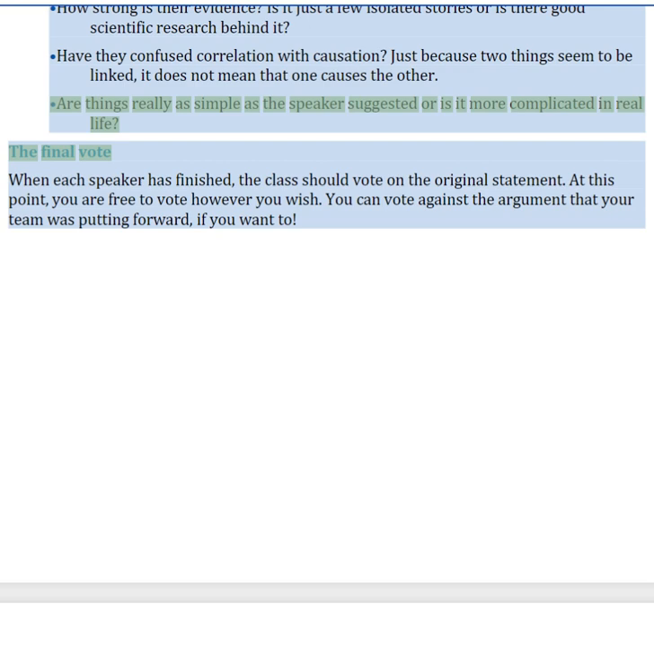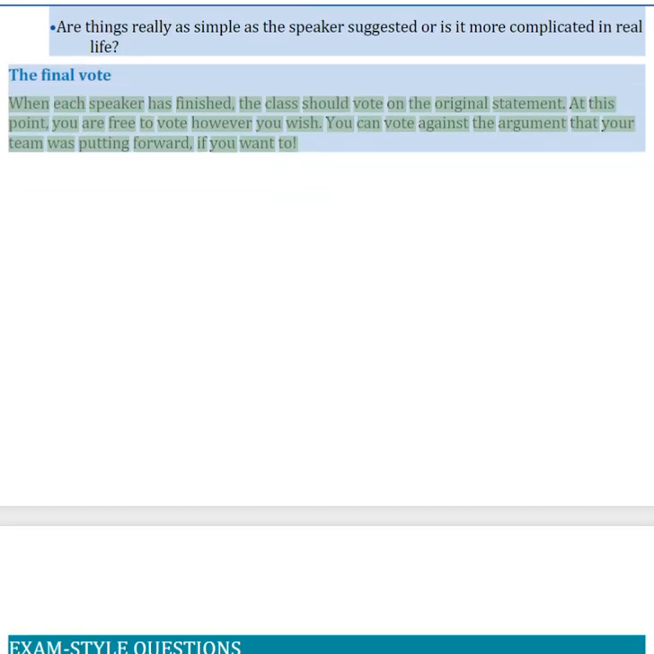The final vote. When each speaker has finished, the class should vote on the original statement. At this point, you are free to vote however you wish.